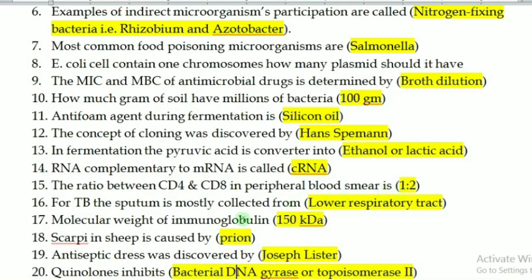Another MCQ says that the ratio between CD4 and CD8 in peripheral blood smear is actually 1:2. Then we have TB. Remember that a TB sputum sample is mostly collected from the lower respiratory tract. Then we have the molecular weight of immunoglobulin, meaning antibody, which is 150 kDa, kilodalton. We have scrapie in sheep, which is mostly caused by prions. We have antiseptic dressing, which was discovered by Joseph Lister.